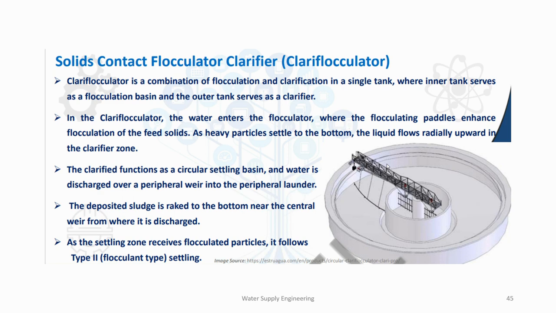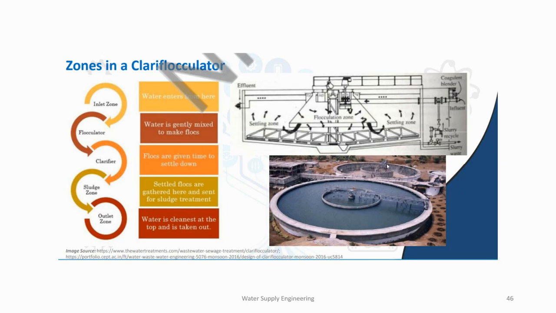Now, since the settling zone or the clarifying chamber receives flocculated particles, type 2 settling will happen. So the zones in a clariflocculator are as shown in the figure. As you can see, in the center portion or the inner portion we have the flocculation zone, and on the outer side, that is the clarifier portion, we have the settling zone. So we have the inlet first going to the flocculator.